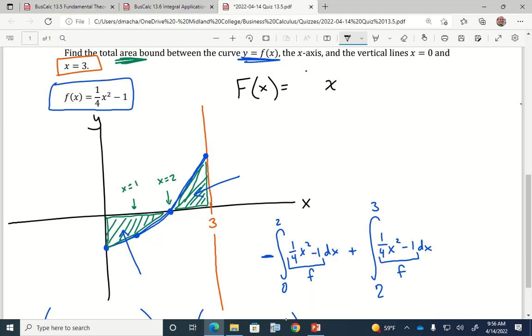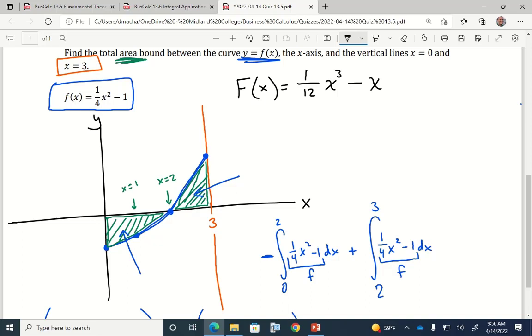Instead of x squared, it's going to be x to the power 3? Yep. And then you multiply. And then we divide by the new exponent when we do an antiderivative power rule. And then what's the antiderivative of minus 1? Just 1x, or x. Thank you, Miguel.